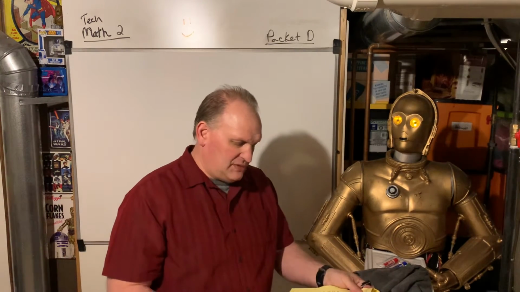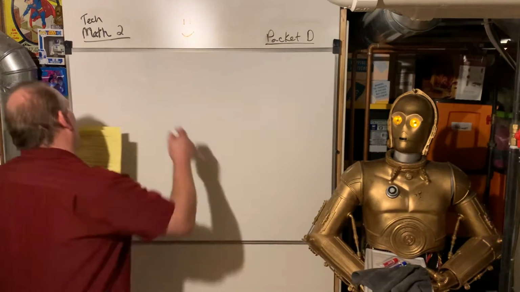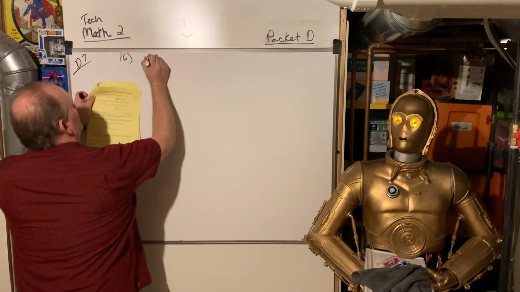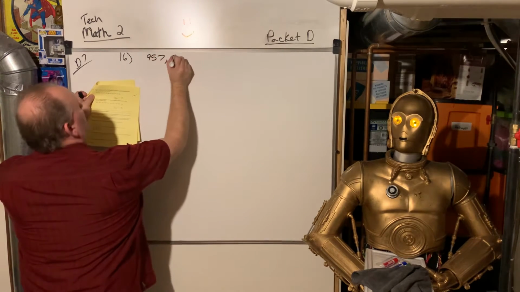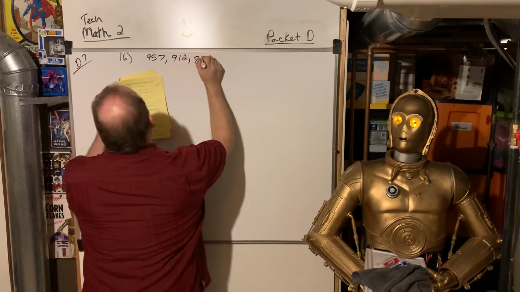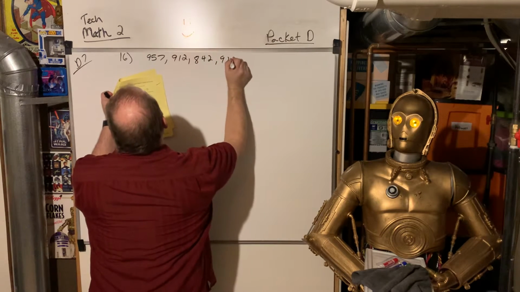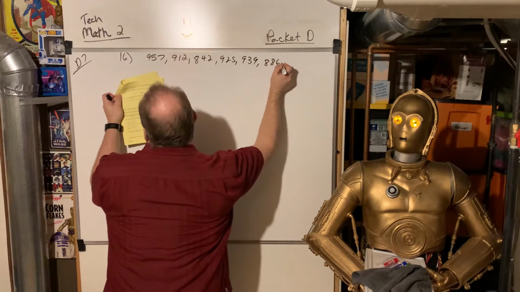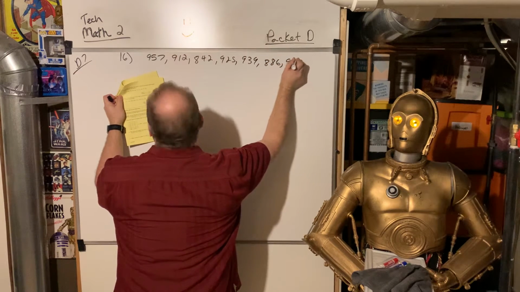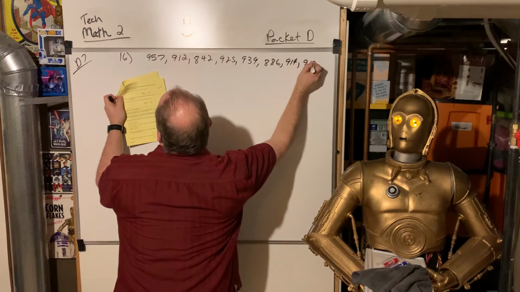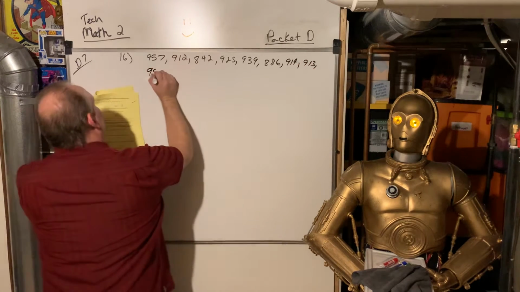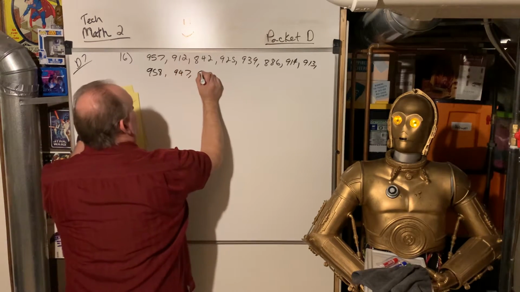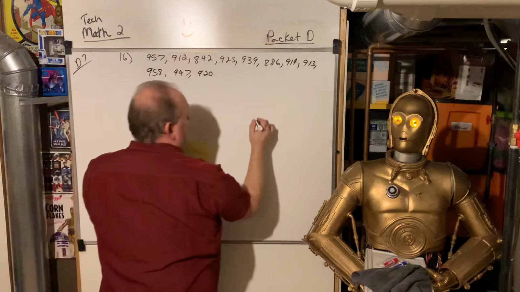Let's jump to page D7 on the top, and we're looking at number 16. They have these numbers: 957, 912, 842, 925, 939, 886, 914, 913, 958, 947, and 920. And they want you to find the mean and the median.